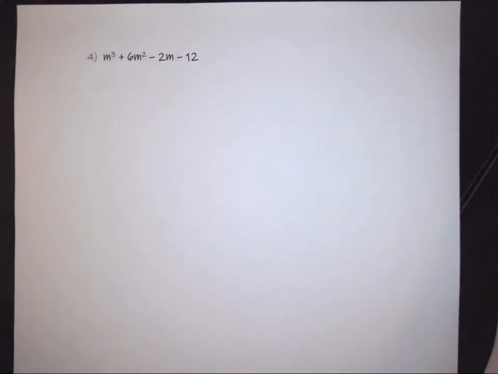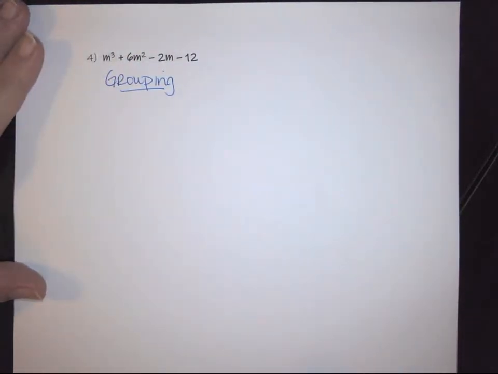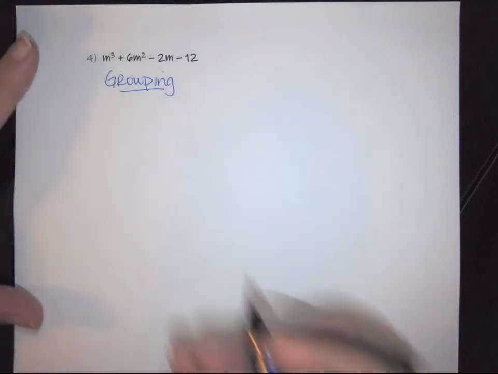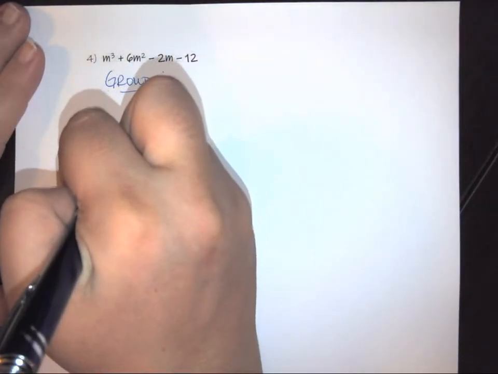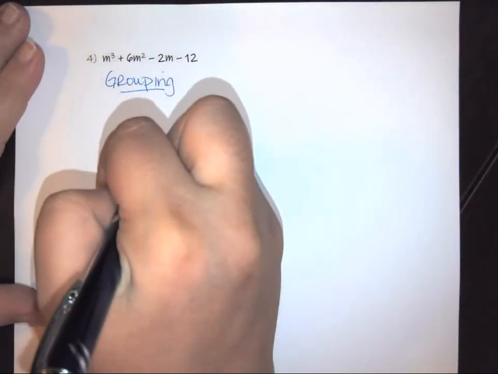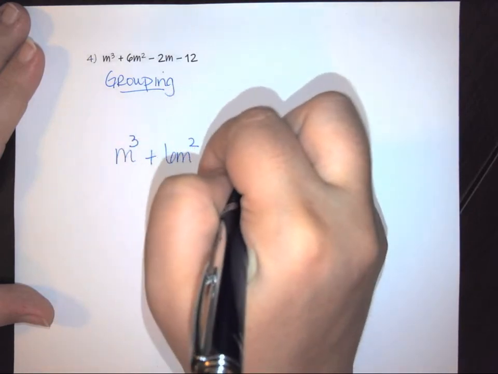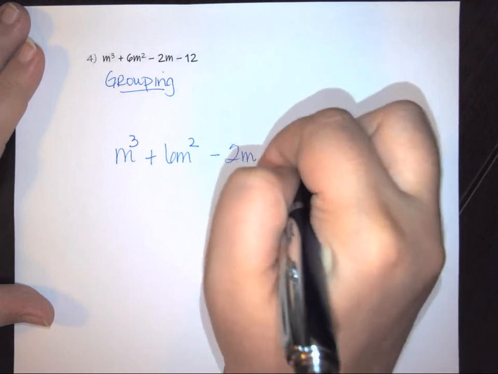The next one that we're going to look at has 4 terms. So right off the bat, we automatically know that this is a grouping problem. A grouping problem says I'm going to have to group the first 2 terms and the last 2 terms, and my hope is that I end up with the same factor. So I have m cubed plus 6m squared minus 2m minus 12.